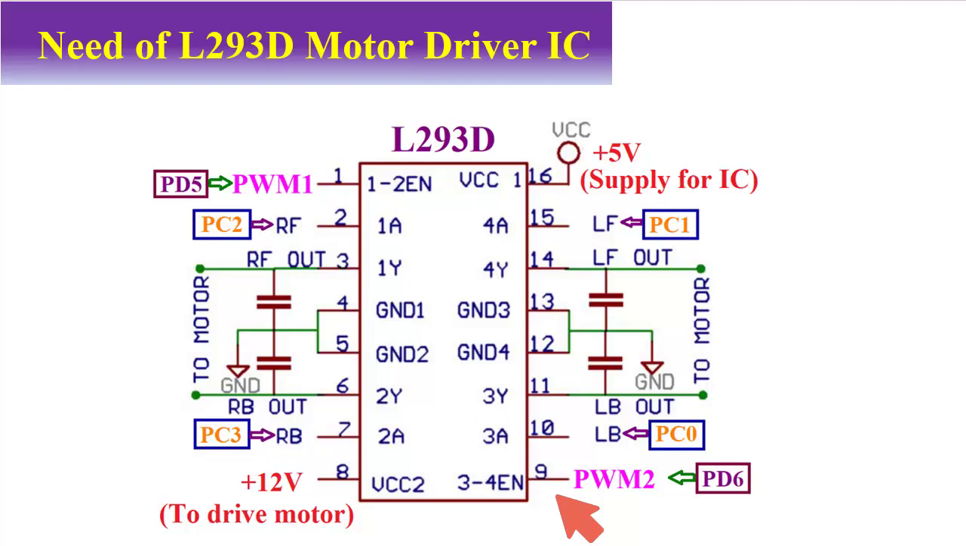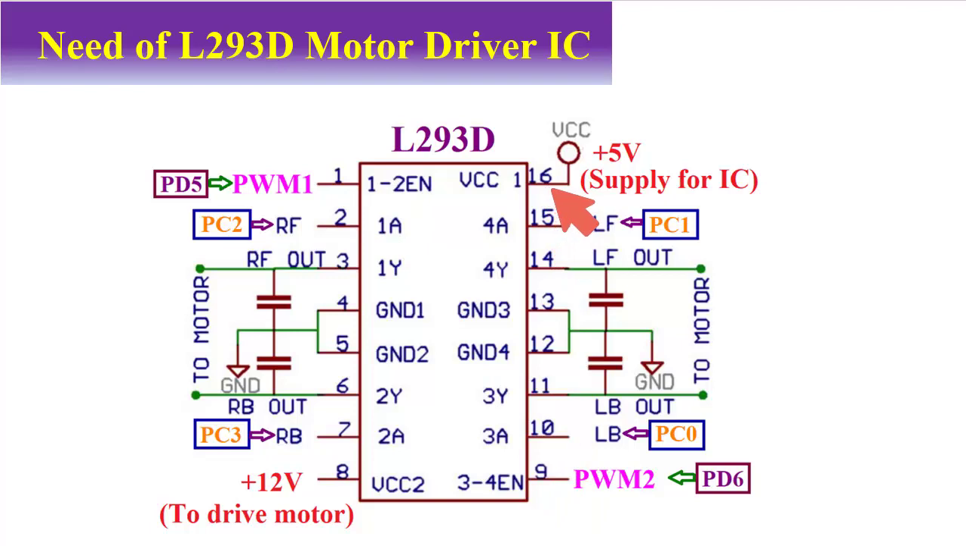To provide that logic 1 signal, I have used port D terminal number 5 and port D terminal number 6 from the ATmega 328P, because these 2 terminals have the facility to provide a pulse width modulation signal. So when we use this system to explain speed control of a DC motor, these 2 terminals will be used for providing a pulse width modulated signal to terminal number 1 and terminal number 9. But in this explanation, we will only maintain a logic 1 signal at terminal number 1 and terminal number 9.